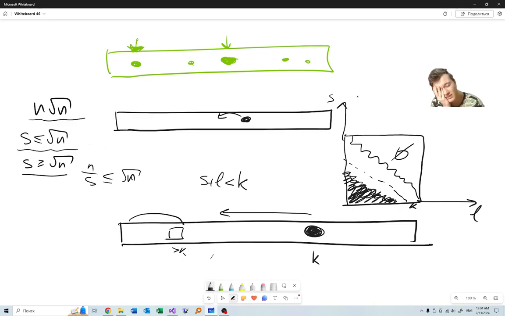Oh my god, I don't understand it at all. It's beyond my comprehension. It's beyond my mental ability. So there is some number which is greater than k, actually at least k, and it is not killed.